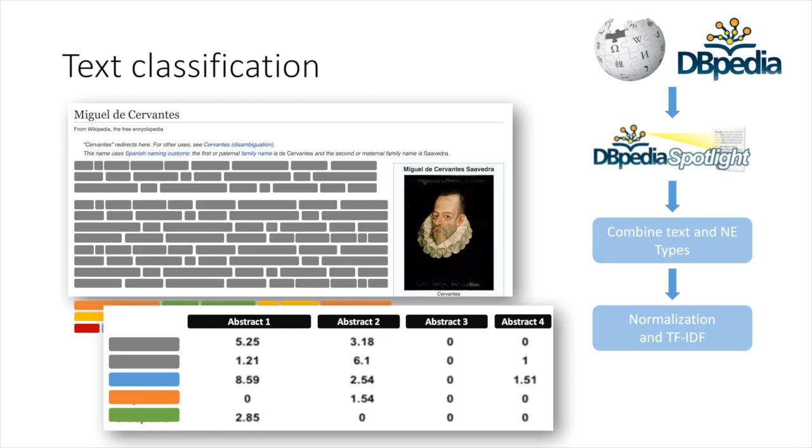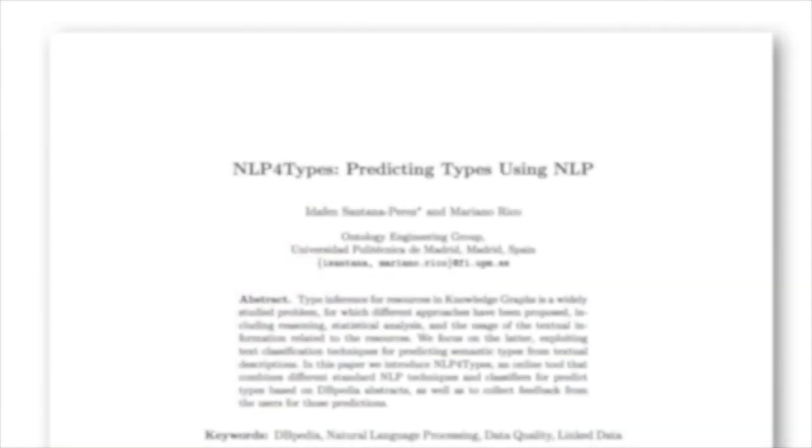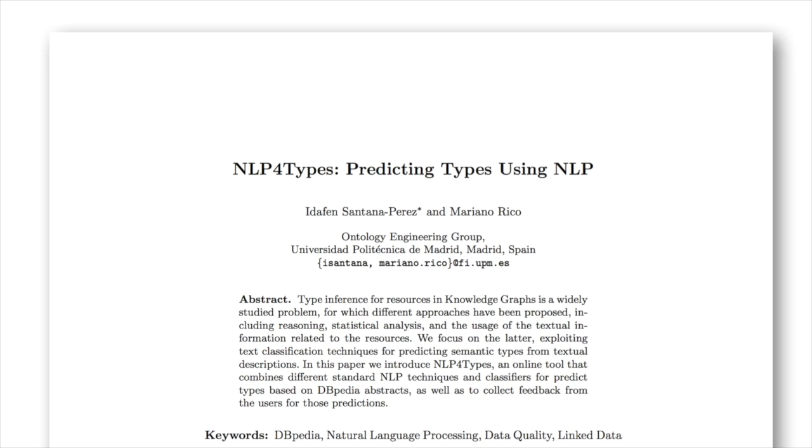Once we have that, we have the weight for each word and each named entity type. We train a support vector machine to get a model that is able to classify each document into a corresponding DBpedia type. For more details about how this process works and the results we obtain in terms of accuracy, just refer to our paper on EKAW 2018.